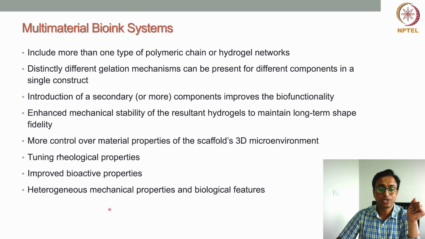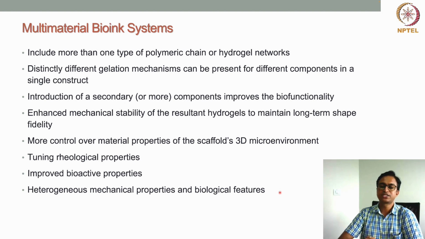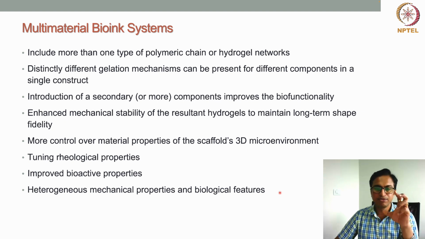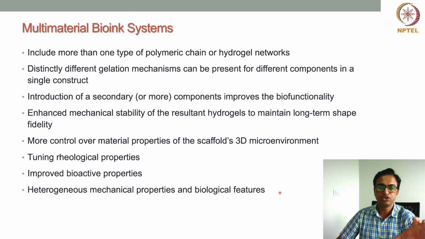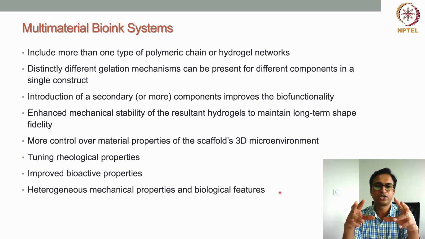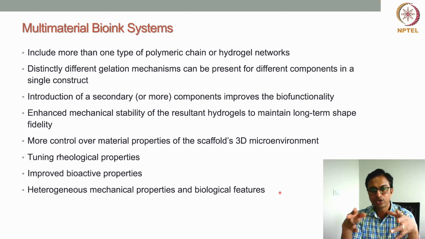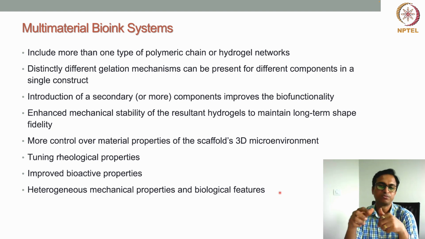And the other thing is, you can also get heterogeneous mechanical properties and biological features. So with a multimaterial system, we can have heterogeneous mechanical properties. That means the scaffold's mechanical property can be varied at different zones. Suppose we use two different hydrogels in a single construct, then we can deposit these bioinks simultaneously at different locations, and we can modulate the mechanical properties at different locations or different zones of that construct.